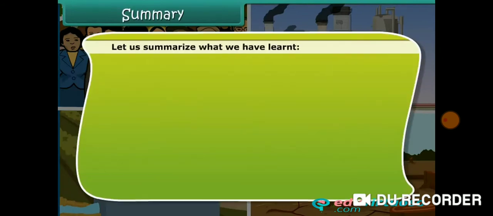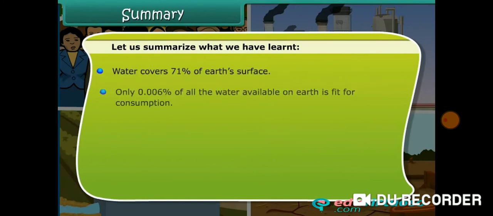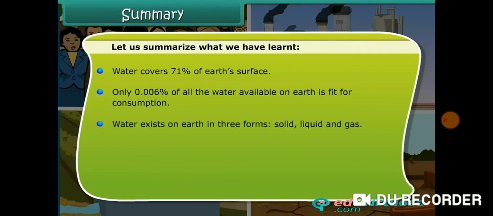Let us summarize what we have learned. Water covers 71% of Earth's surface. Only 0.006% of all the water available on Earth is fit for consumption. Water exists on Earth in three forms: solid, liquid, and gas.